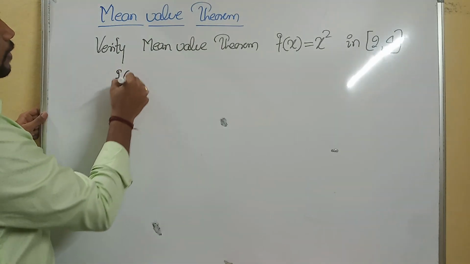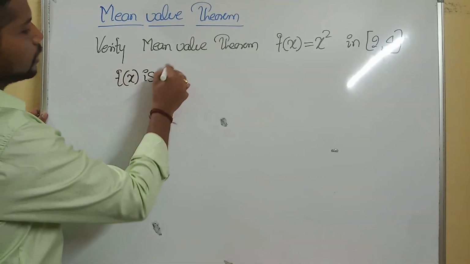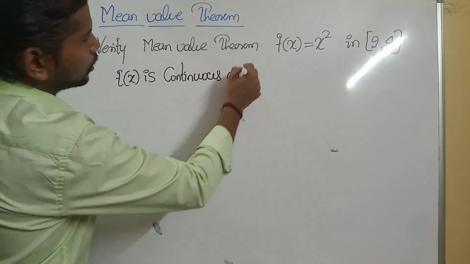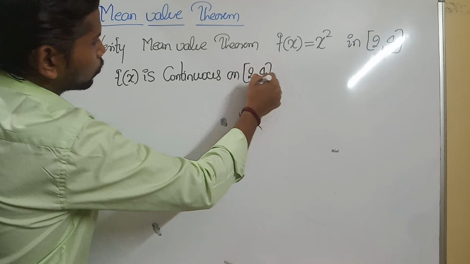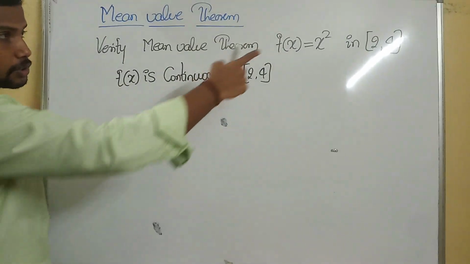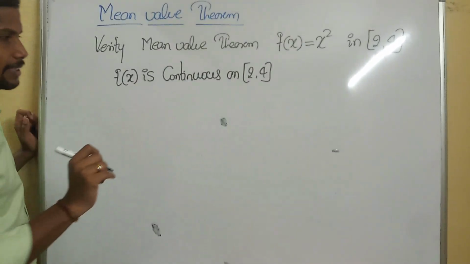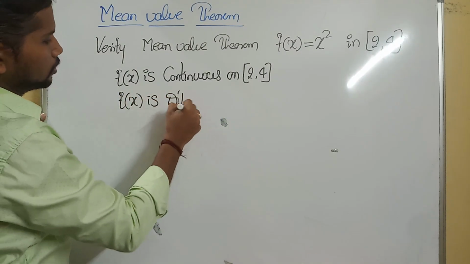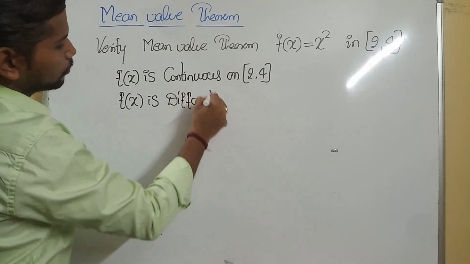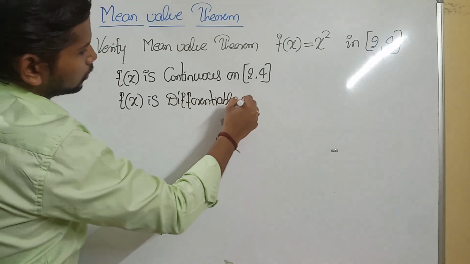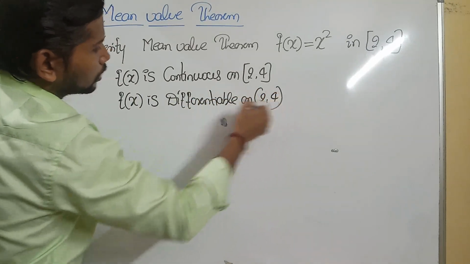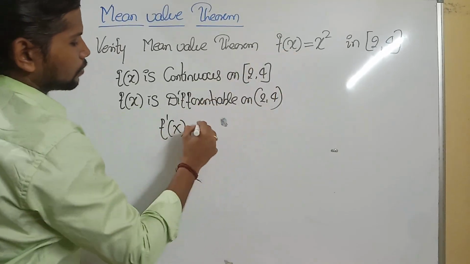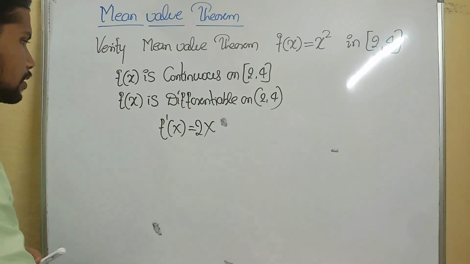First of all, I'd like to write f of x is continuous on the closed interval 2 comma 4. Why? Because the given function is a polynomial function, an upward parabola, that is continuous. F of x is differentiable on the open interval 2 comma 4. After that I need to calculate f dash of x. What is f of x? X square. F dash of x, the derivative, will be 2x.